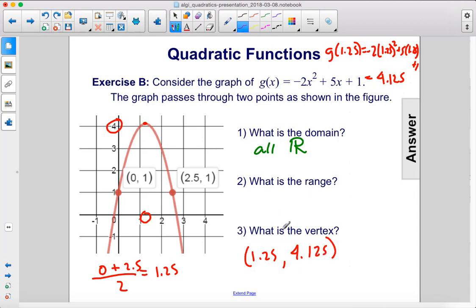Now we can figure out the range because we know this value here is 4.125. So the values are negative infinity, then the function g of x less than or equal to 4.125.